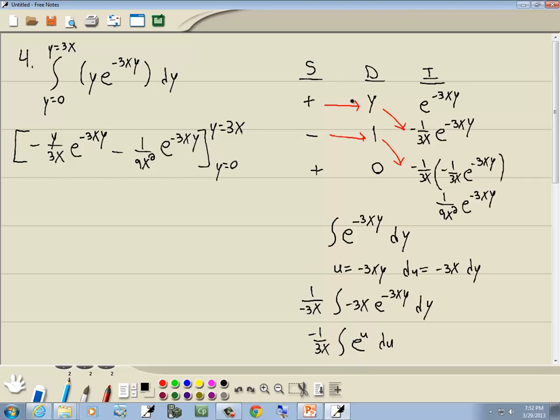Hopefully you remember the integration by parts, use the table method. If not, then take a look at the lesson back in... actually, I haven't created it yet for Calc 2. But I will get there eventually.